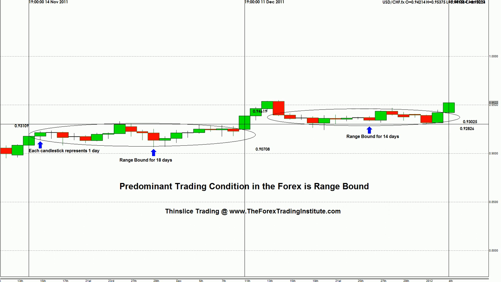And this is one of the primary reasons why there's such a high failure rate with Forex traders, is they have a tendency to attempt to trade the Forex as they would the equities market, the more popular market, and in fact those techniques don't work. The reason for this is because each currency pair, this is the US dollar versus the Swiss franc, is typically in a range-bound condition. That's the predominant condition. And this is a good representation here.